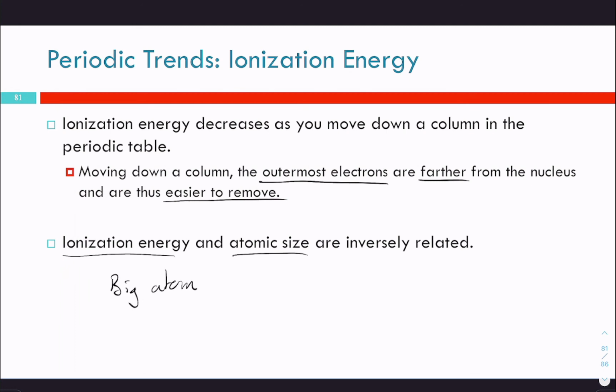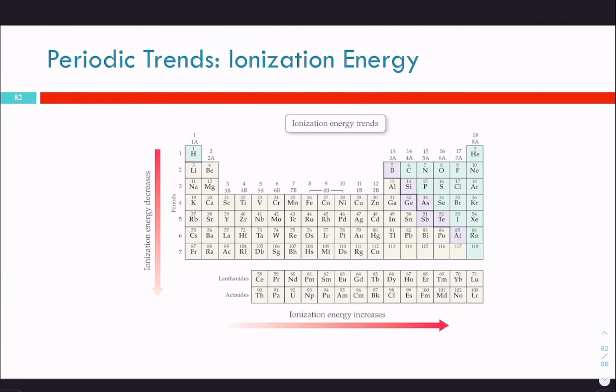Big atom, easy to remove electrons. So bigger atoms have lower ionization energy. Again, we can look at this on a periodic table. Ionization energy decreases as we go down, getting closer to cesium. And it's more difficult as we move across, getting closer to fluorine.